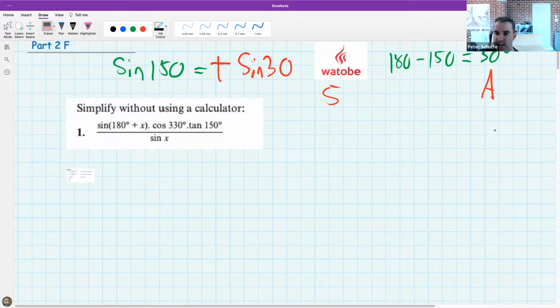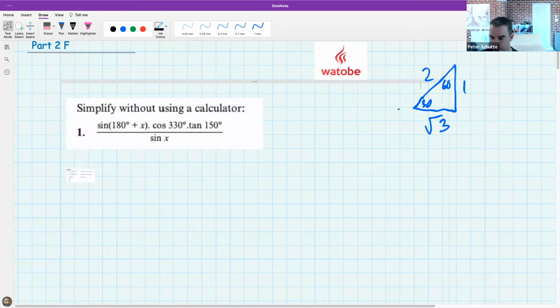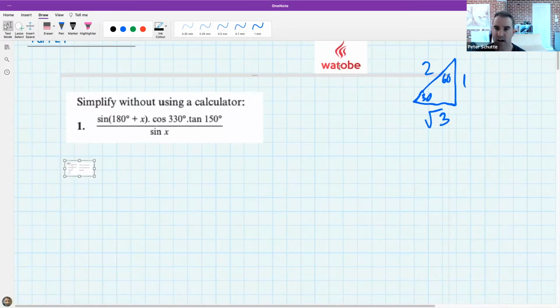Now I want you to try and solve for me this exam type of question. But there's one other sneaky thing that you need to remember, and that is your special triangles. So I'm going to draw a special triangle on the edge here. You do need to memorize these to help you for this one. Okay, off you go. Try and simplify this expression without a calculator. And if you get stuck, raise your hand so we can have a conversation.